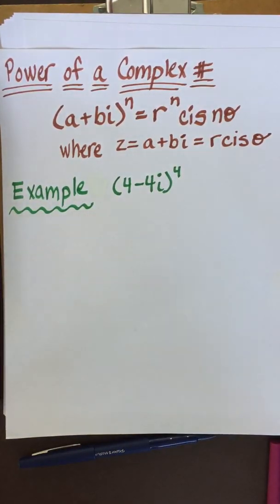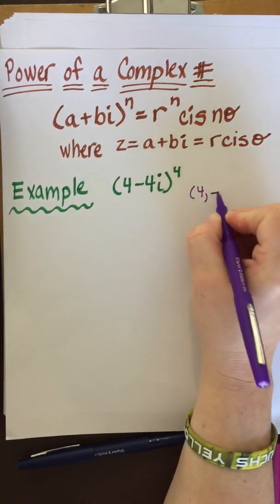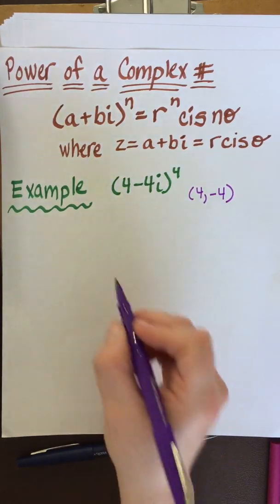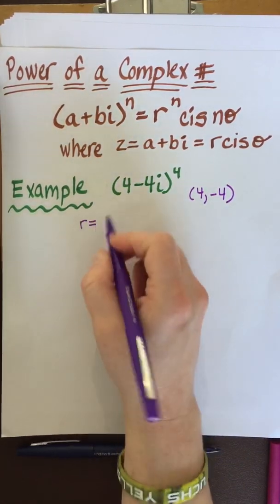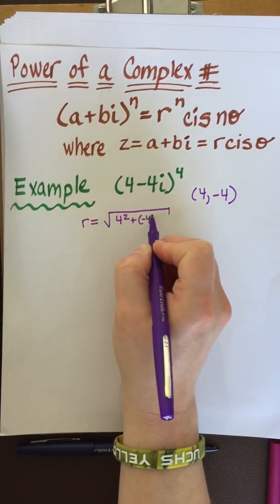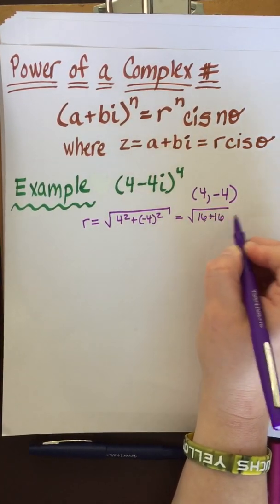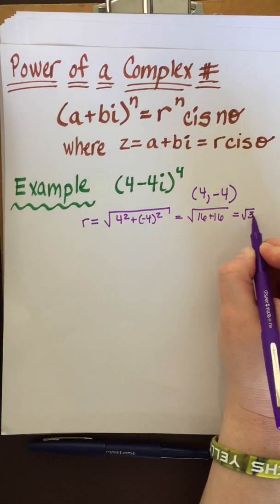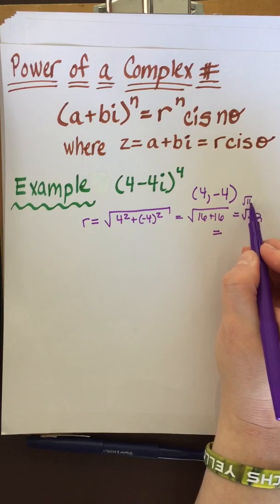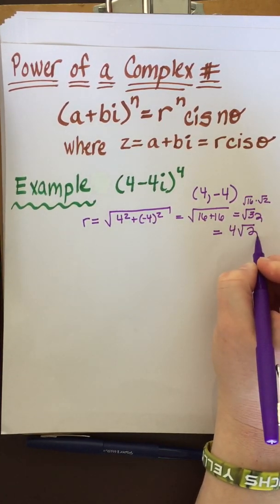So here's our example. We have 4 minus 4i. So remember, this is just the point 4, negative 4. This is the rectangular form. First, we're going to find our r, and r is going to be the square root of 4 squared plus negative 4 squared. So that'll be the square root of 16 plus 16, which is the square root of 32. And remember, the square root of 32, I could think of that as 16 times 2. So that's 4 times the square root of 2.